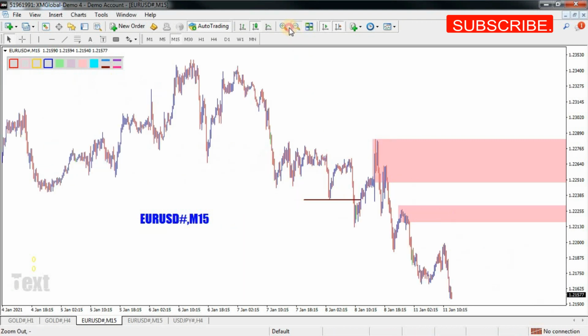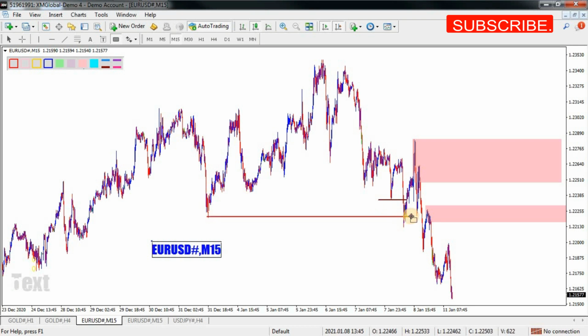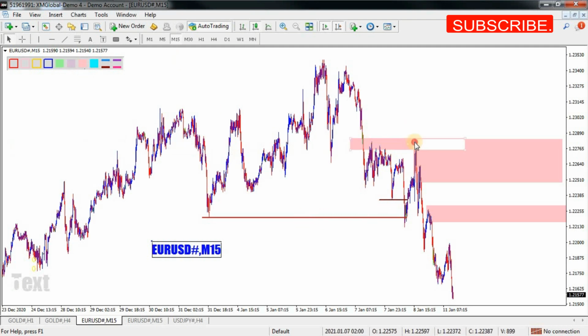Structure was broken. First sign. So structure was broken. I think it also broke this previous structure. Yep, that structure was broken. Do you see that? That structure was broken right there, and price came back where? To the supply zone, which was created as price was moving down.